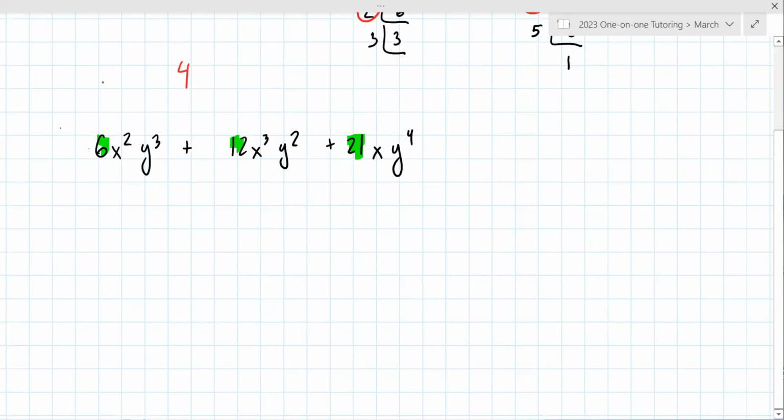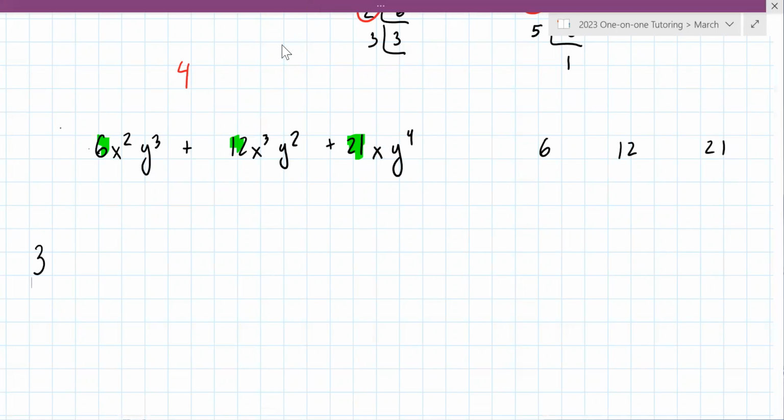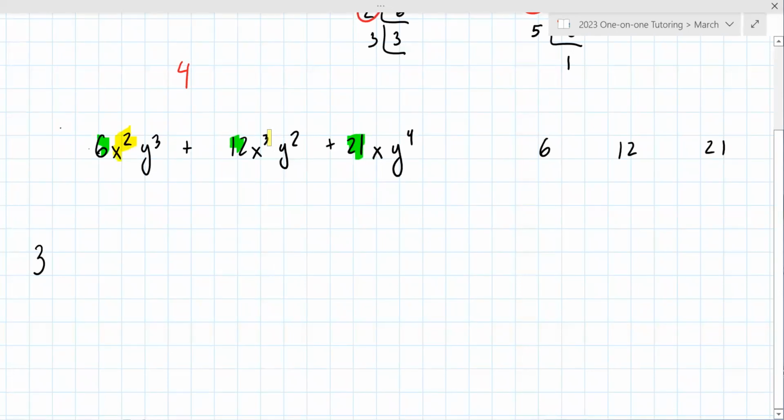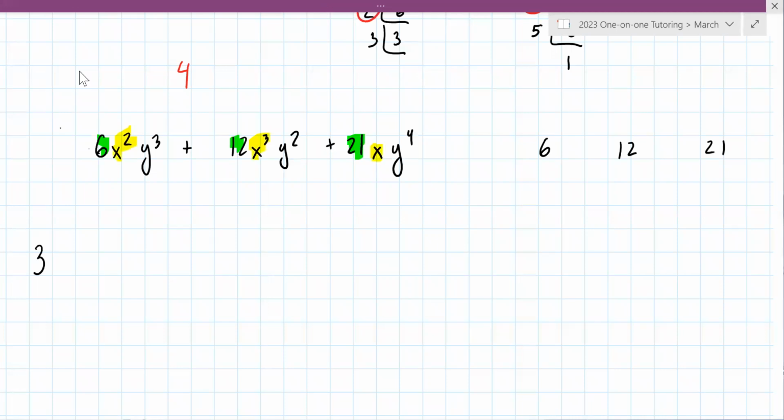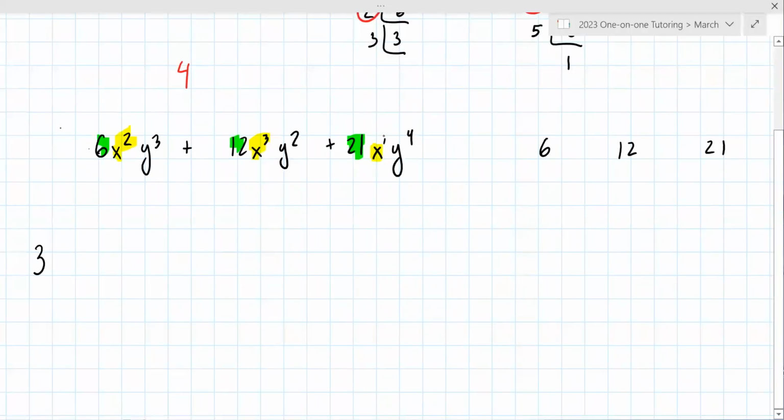Can you tell me that number? 6, 12, and 21. Basically, I'm asking, can you kind of look at it and just be like, all right, I think it's that, looks about right to me. I would say 3. Okay, I agree. It is 3. Now you next look at the x's. Okay, so you've got x squared, x to the power 3. What is the x power on the last one? 1. So you use the one with the smallest power. So 3x to the 1.